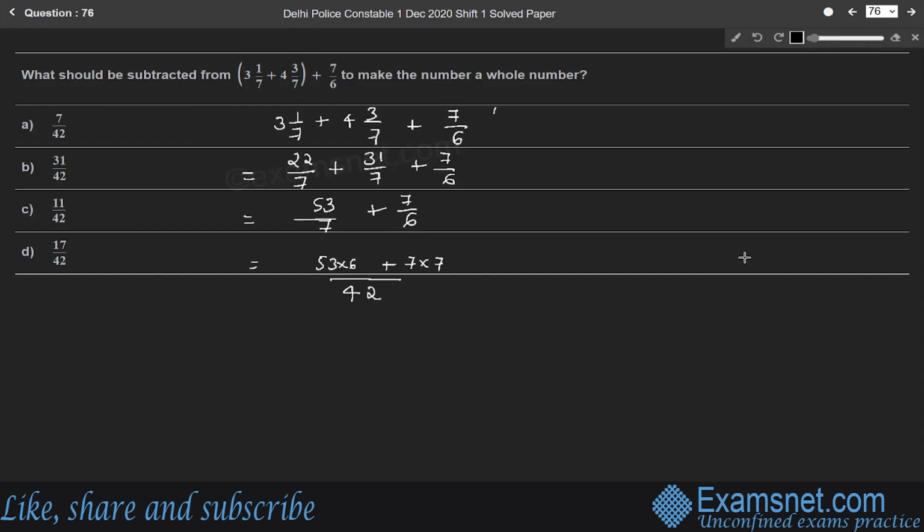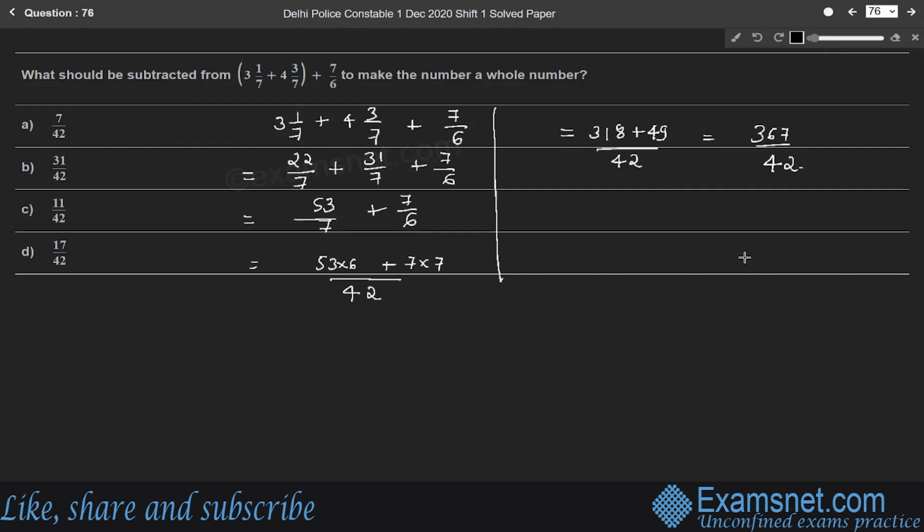So 42 is the denominator, and the numerator is 318 plus 49, which is equal to 367. Yes, 367/42. So the solution of the given expression is 367/42, again an improper fraction.